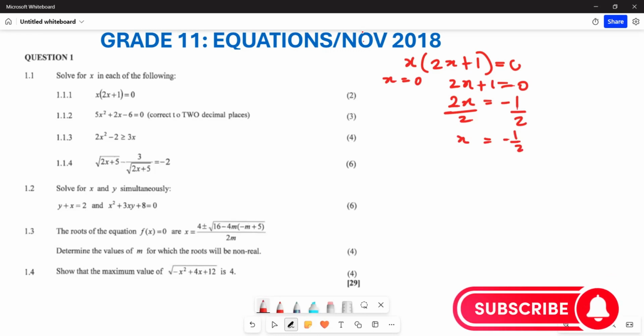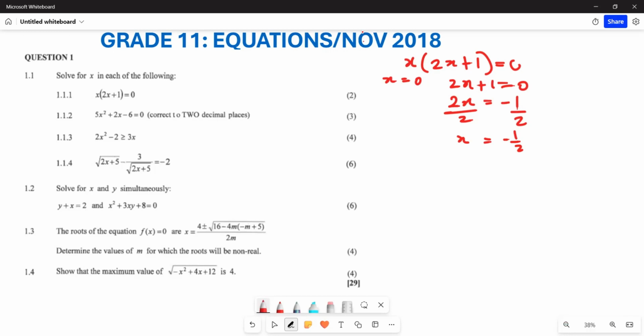Once again, now let's look at the second one, 1.1.2. In these types of questions, as soon as they say correct your answer to 2 decimal places, you must use your quadratic formula. It is compulsory for you.